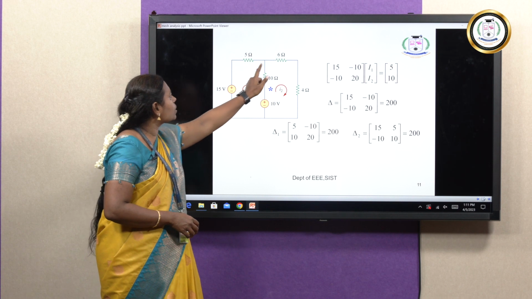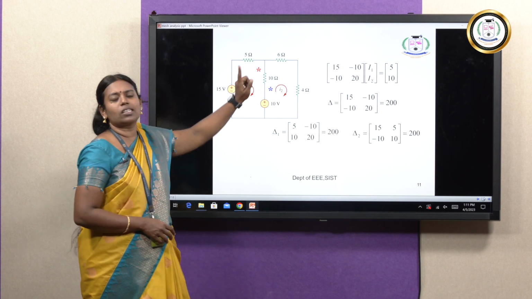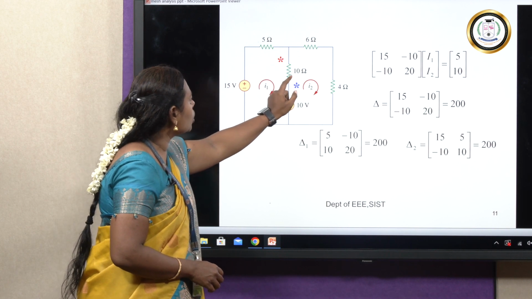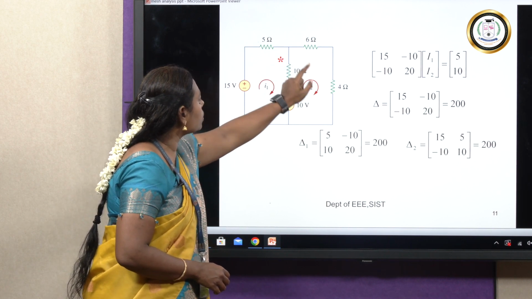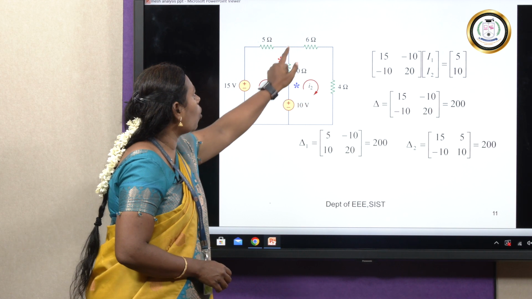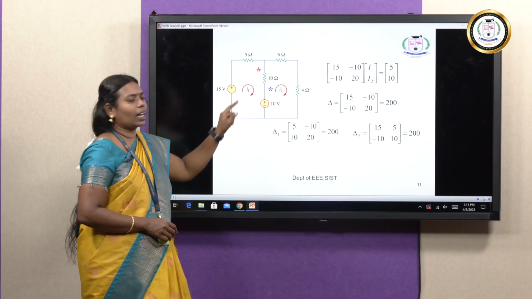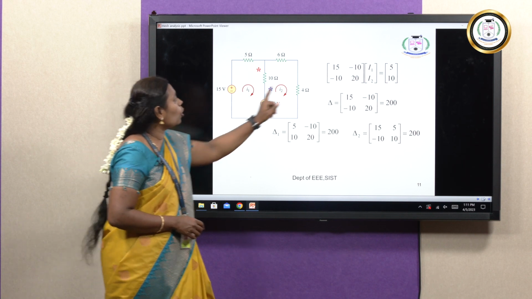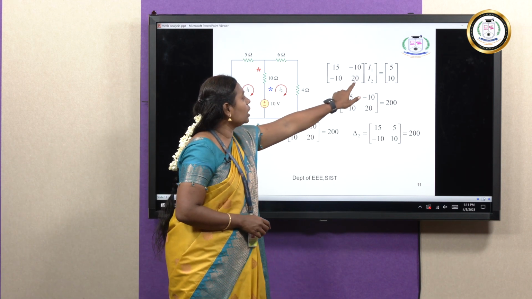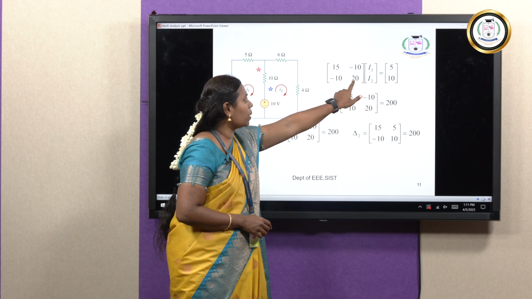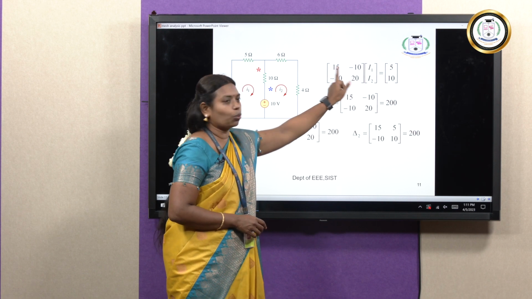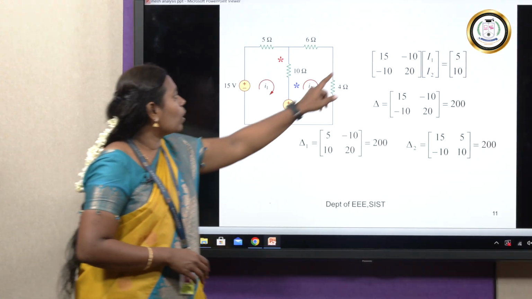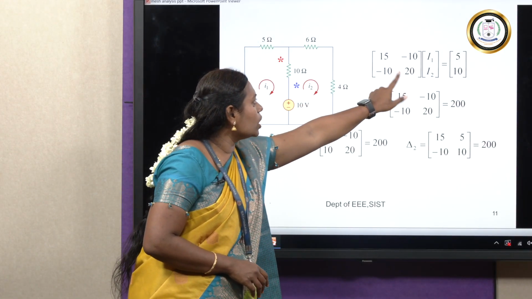Then coming to the second loop, add all the resistances in the second loop. In the second loop we have a 10 ohm resistor, a 6 ohm resistor and a 4 ohm resistor. Add all the resistor values: 10 plus 6 plus 4 you will get 20. So in the diagonal element R22 I will have 20. So I have found my diagonal elements. R11 is 15, R22 is 20.